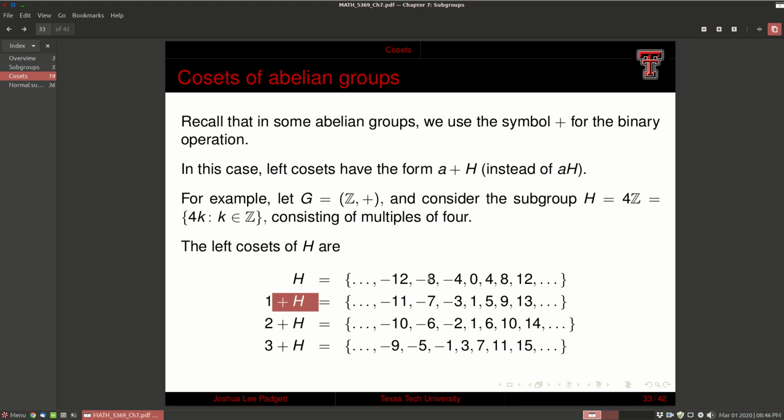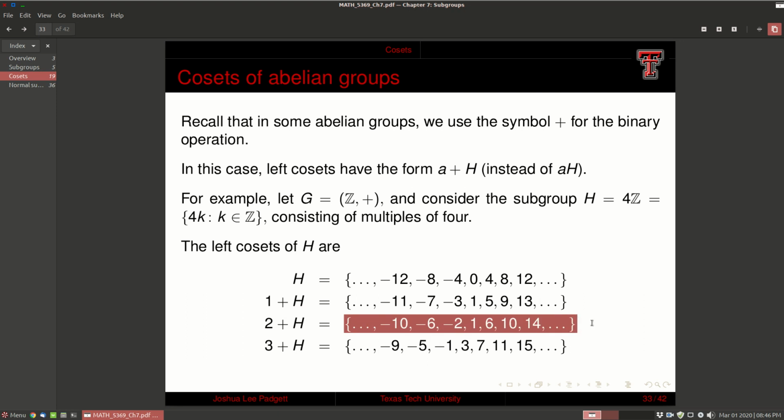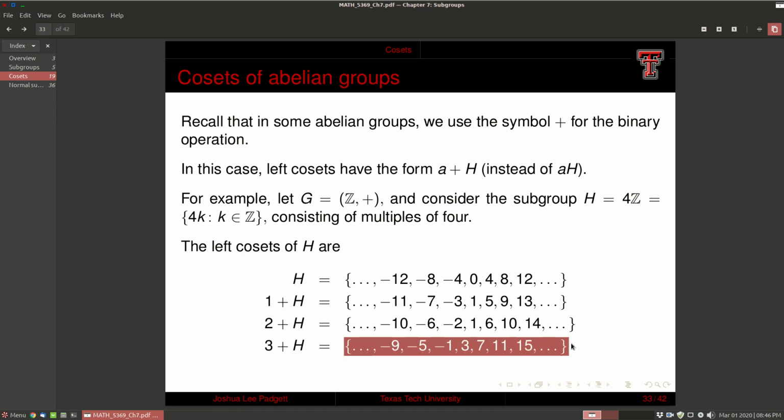So now I'm going to take every element of H and add 2 on the left, and I get this guy. All right, now take any element that's not in H, not in 1 plus H, and not in 2 plus H, so for instance 3, and add on the left of H 3, and now I have this guy. And then you say to yourself, is there anything left? No, I have completely structured the integers.